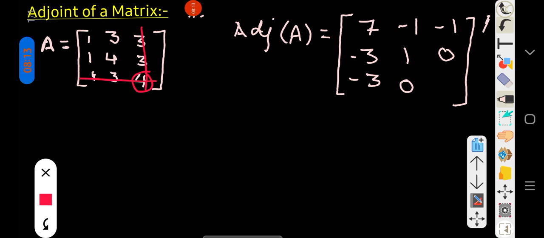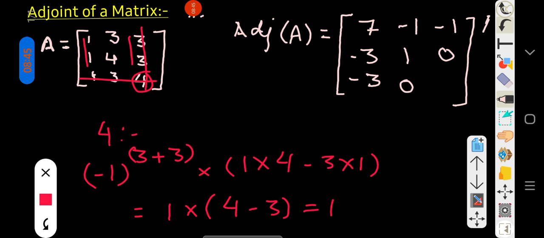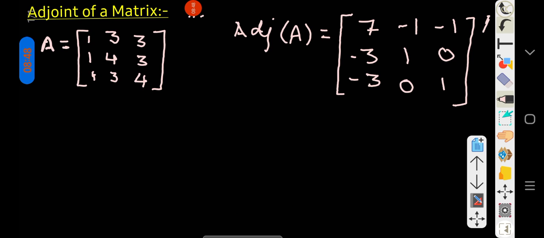Now the cofactor of the last element, that is 4, we have to exclude the third row and the third column. That means we are going to include only these 4 elements. So for the cofactor of 4, we will write minus 1 raised to the power third row third column, right, multiplied by 1 times 4 minus 3 times 1, which will be 1 multiplied by 4 minus 3. So it will be 1 only, right? So the last element of this matrix is 1.